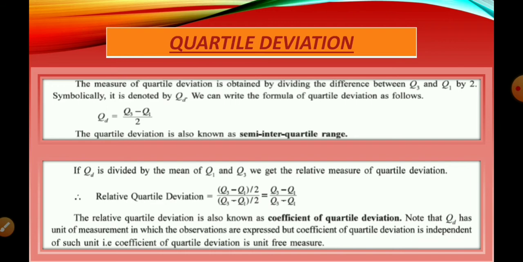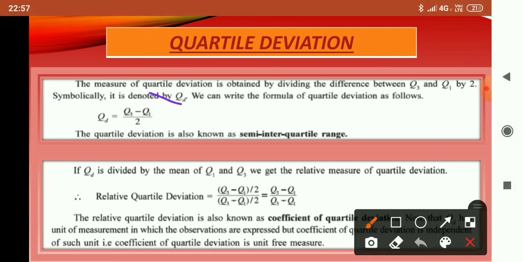So how will we find the quartile deviation? What is the formula? The formula is QD equals Q3 minus Q1 upon 2. You can see the formula, QD equals Q3 minus Q1 upon 2. That means the difference between the third and the first quartile, the two extreme quartiles, third and first. This quartile deviation is also known as semi-interquartile range, another name for quartile deviation. This can be asked in MCQs. Semi-interquartile range.